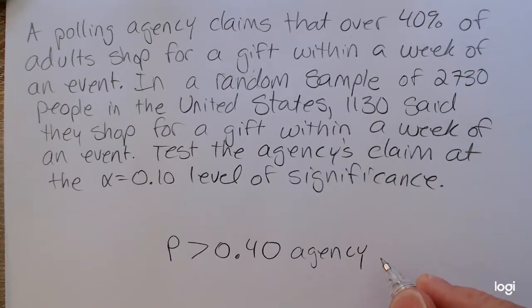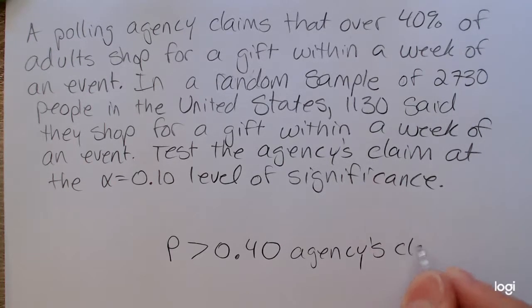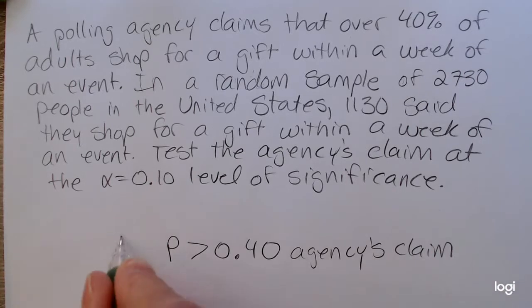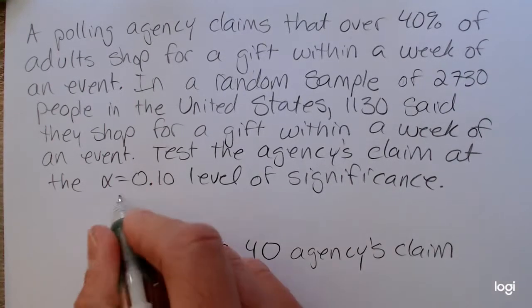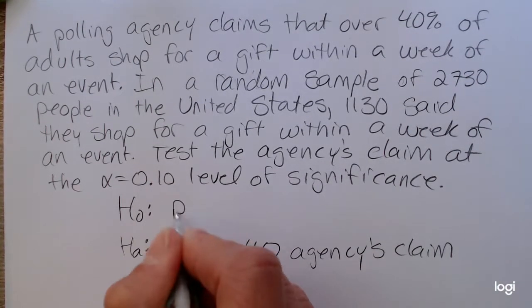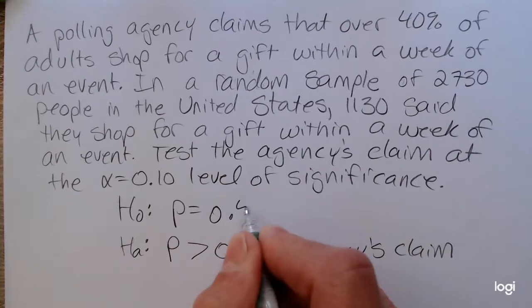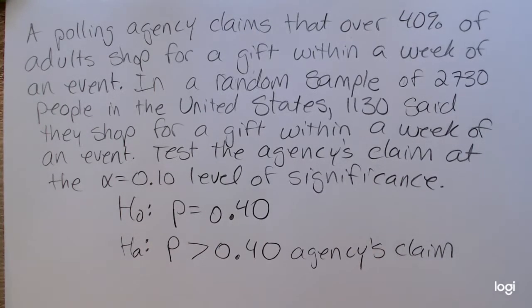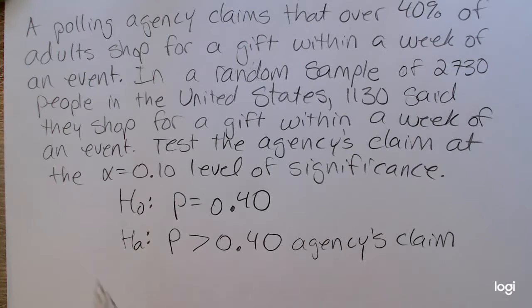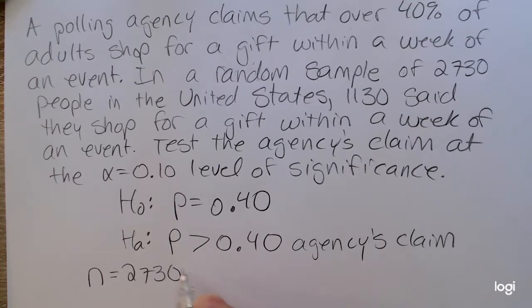So this is going to be an upper tail test. This is the agency's claim, which makes this the alternative. The null statement contains the case of equality: p is equal to 0.40. So the pieces that are given in this problem are the sample size and p hat, the sample proportion.